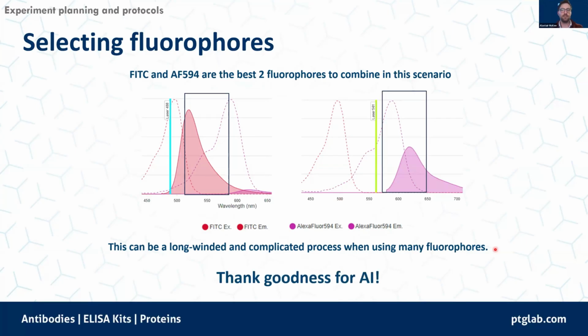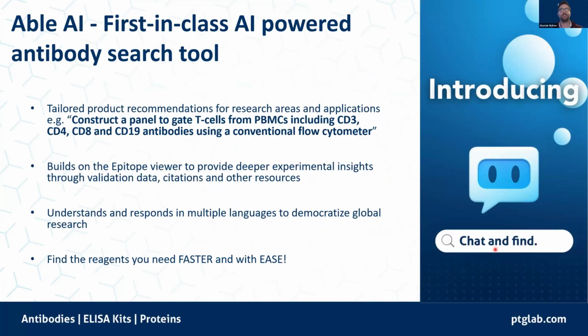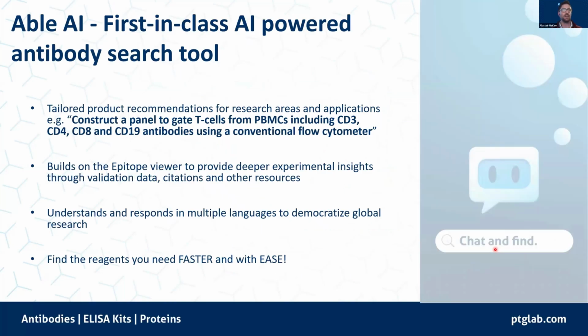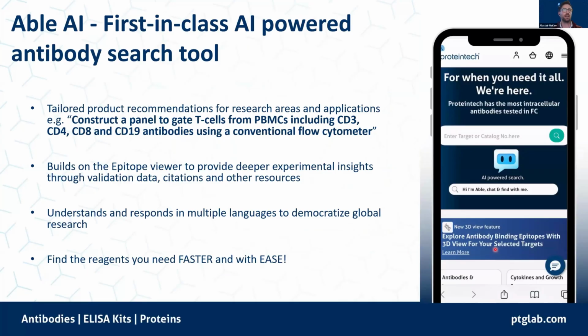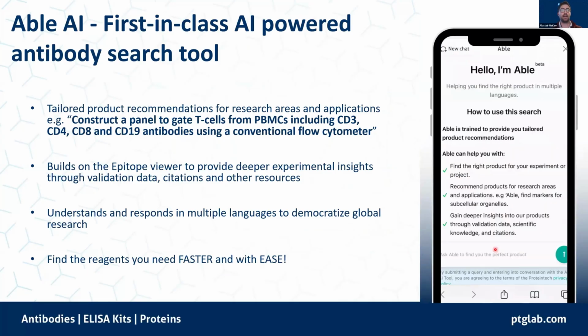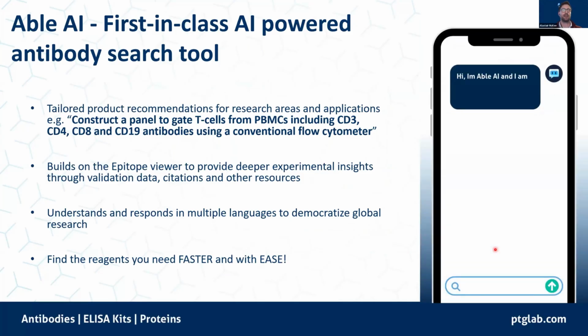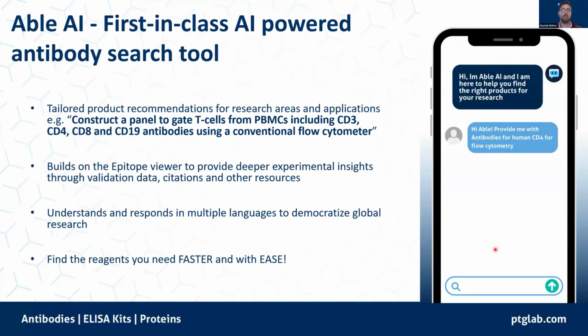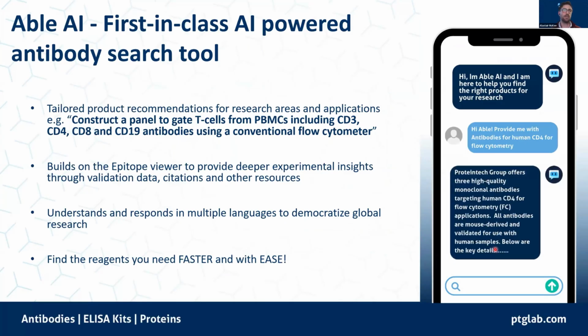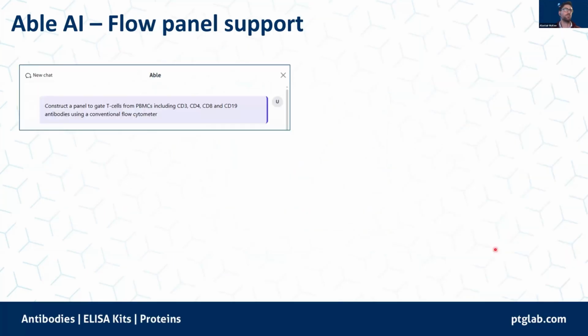But thank goodness we are living in the advent of AI, which very nicely leads me on to reintroduce Able AI again. I know Frida briefly mentioned Able, but just to reiterate, Able's our AI system on the website, which you can use to really guide and help you find more easily the antibodies and the reagents that are most beneficial for your particular experiment. So I'm going to walk you through very quickly an example where I used Able to help me construct a small panel to gate out T cells from PBMC.